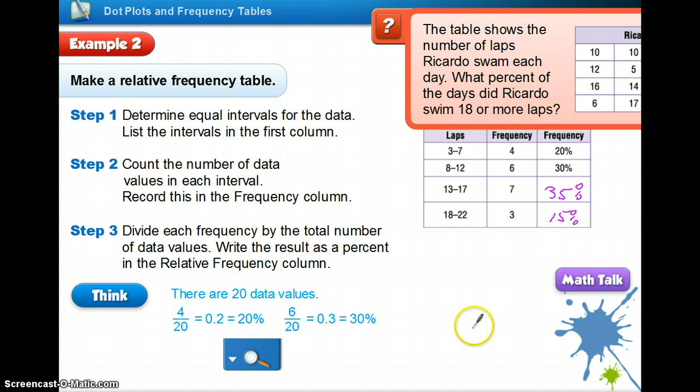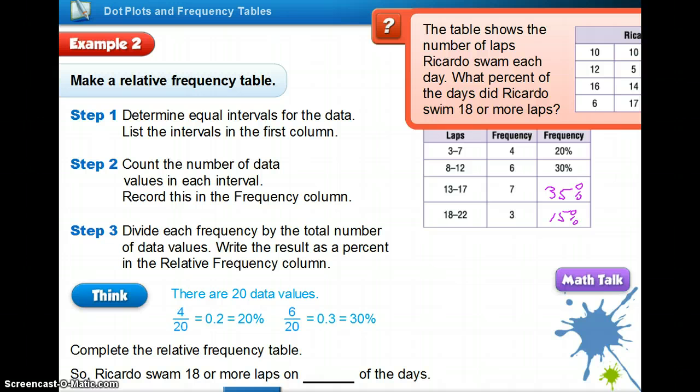Okay, what I need you to do is to answer the question on page 459 on Edmodo. The answer is 15%. We'll talk about this some more because I know I rushed it and I have to go.